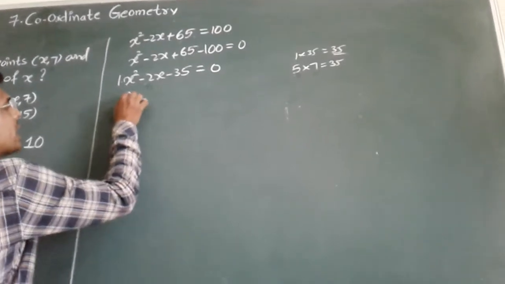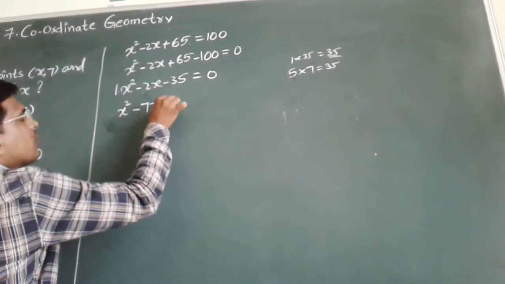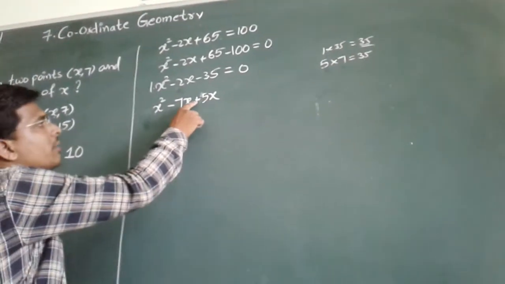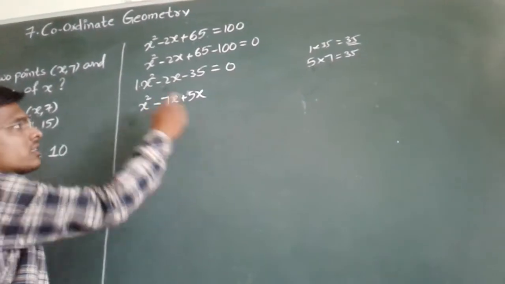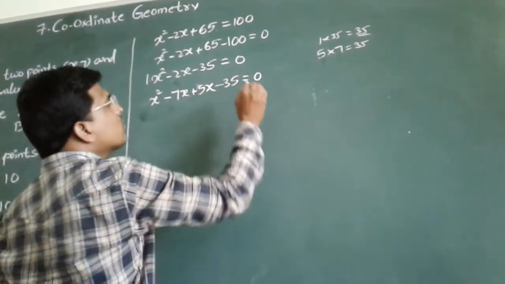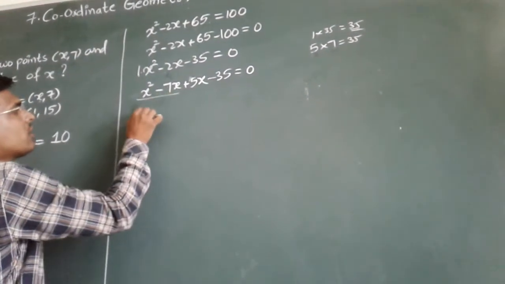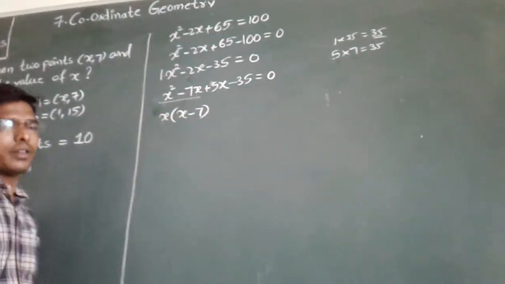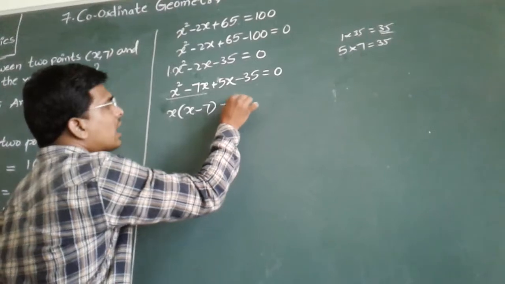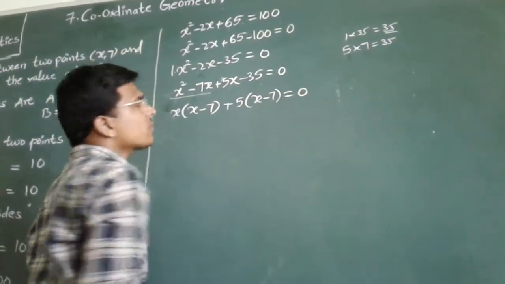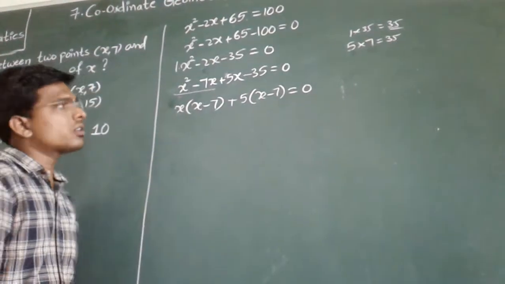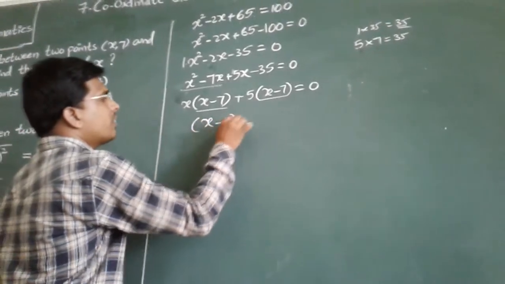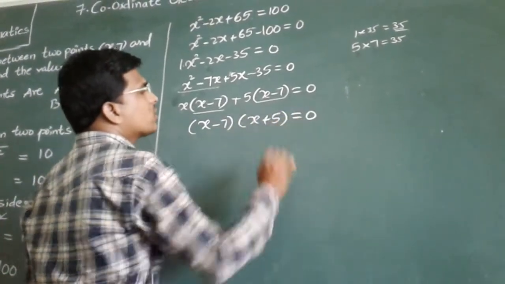So that's why we can write x square minus 7x plus 5x. So we have to do subtraction now. That's why I am taking one number as minus, another number as plus. Minus into plus, minus. So minus 35 is equal to 0. From the first two terms, we can take x as common and write x of (x minus 7). And from the last two terms, we can take 5 as common and write the remaining terms. Plus 5 of (x minus 7) is equal to 0. So again (x minus 7) is common. So (x minus 7) and (x plus 5) is equal to 0.